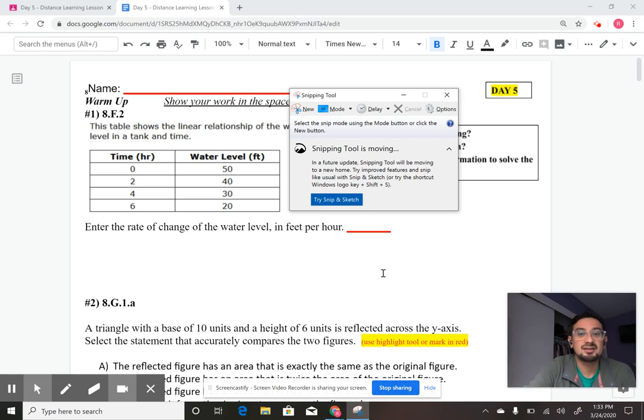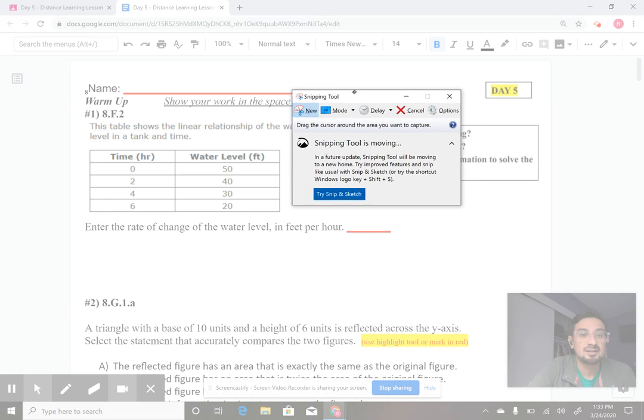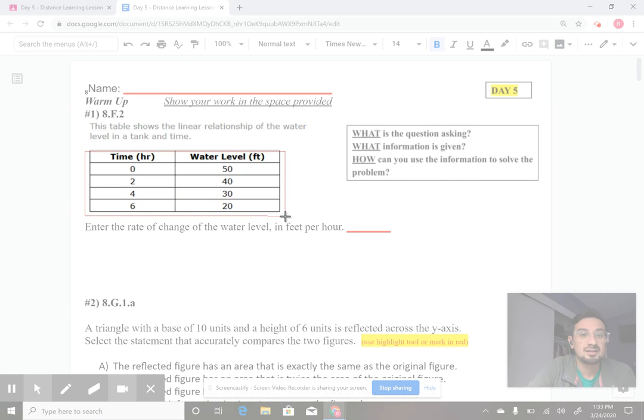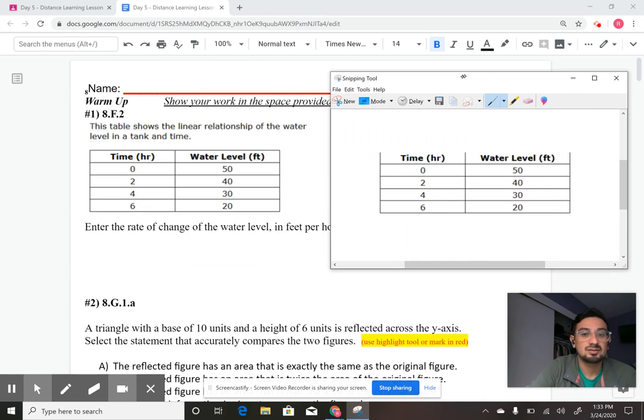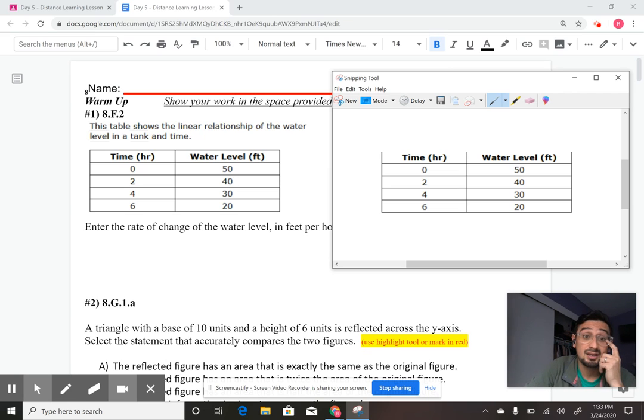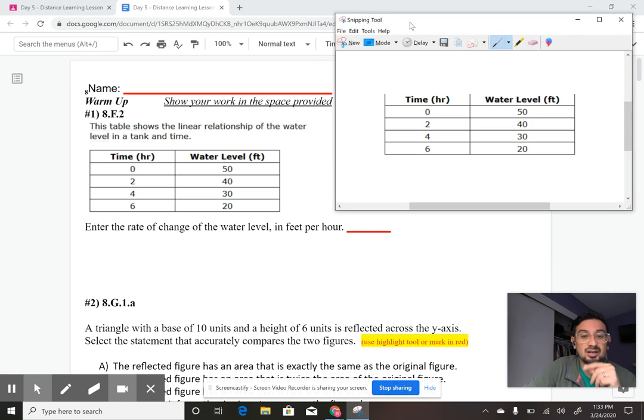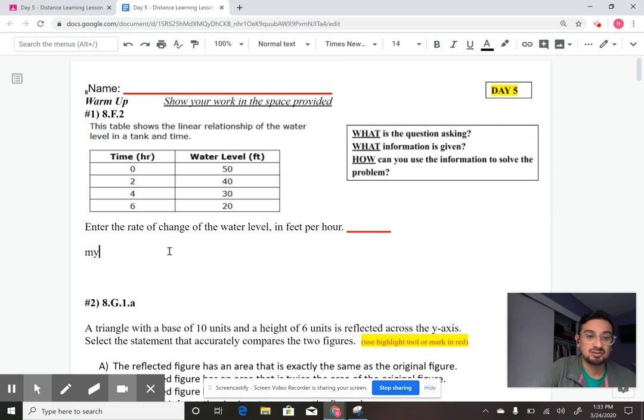So for number one, we are going to be looking at a table. The table shows the linear relationship of a water level in a tank and time. You want to enter the rate of change of the water level in feet per hour. When we have a table, we want to work on the change of x and the change of y. That's going to be the slope, which is equal to the change in y over the change in x.